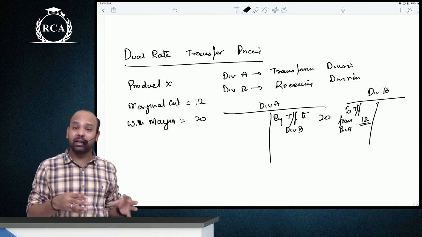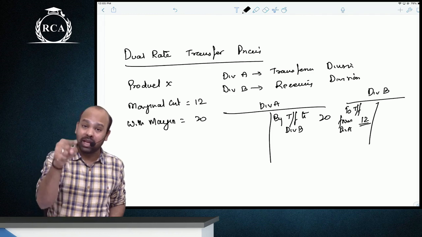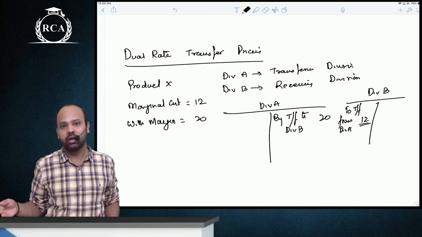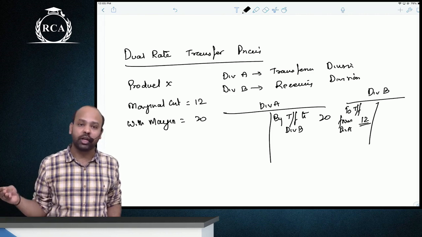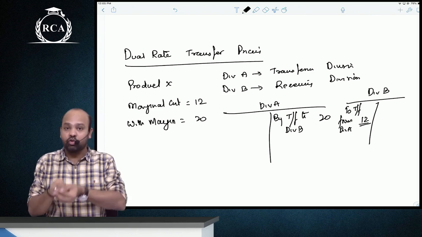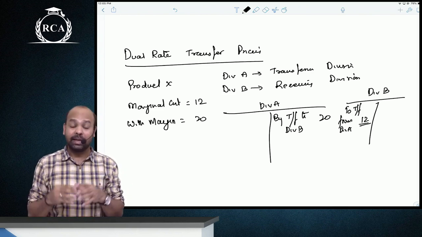We have been learning that from the viewpoint of the company also, the minimum transfer price is not always variable cost. It is variable cost plus opportunity cost. You cannot ignore that opportunity cost. I will ignore that opportunity cost only when we have spare capacity. I am stressing on that.